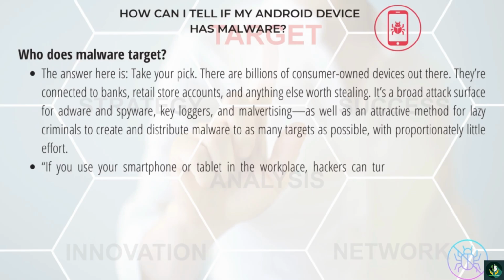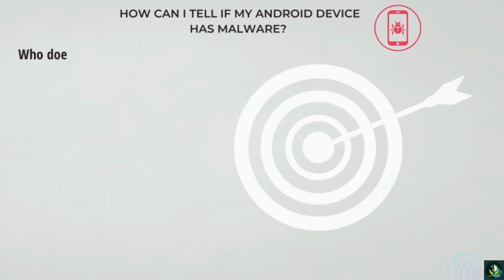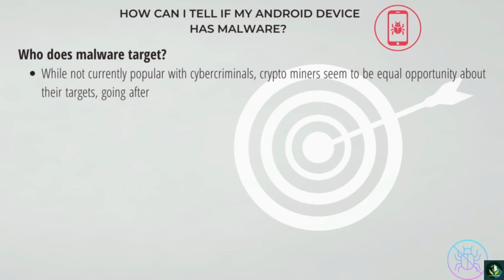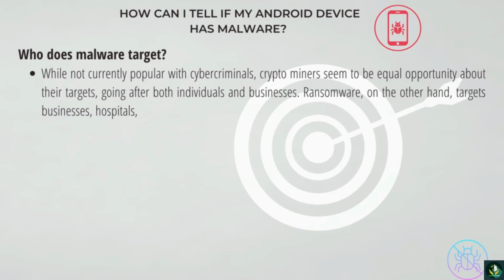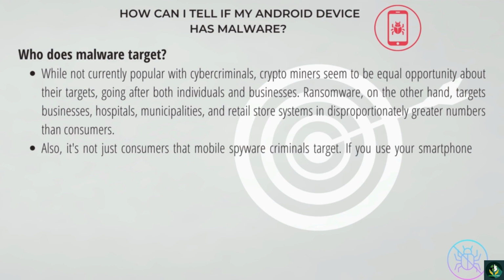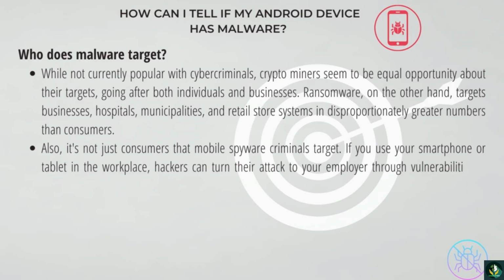If you use your smartphone or tablet in the workplace, hackers can turn their attack to your employer. While not currently popular with cybercriminals, crypto miners seem to be equal opportunity about their targets, going after both individuals and businesses. Ransomware, on the other hand, targets businesses, hospitals, municipalities, and retail store systems in disproportionately greater numbers than consumers. Also, it's not just consumers that mobile spyware criminals target. If you use your smartphone or tablet in the workplace, hackers can turn their attack to your employer through vulnerabilities in mobile devices.